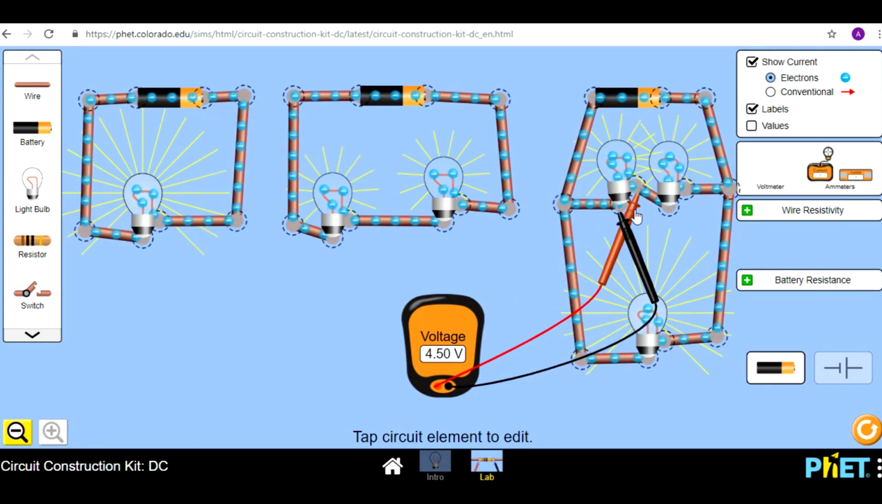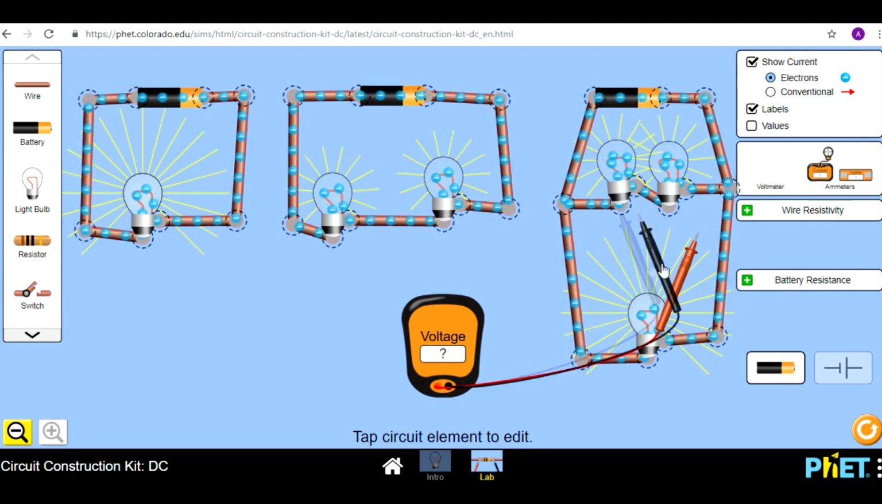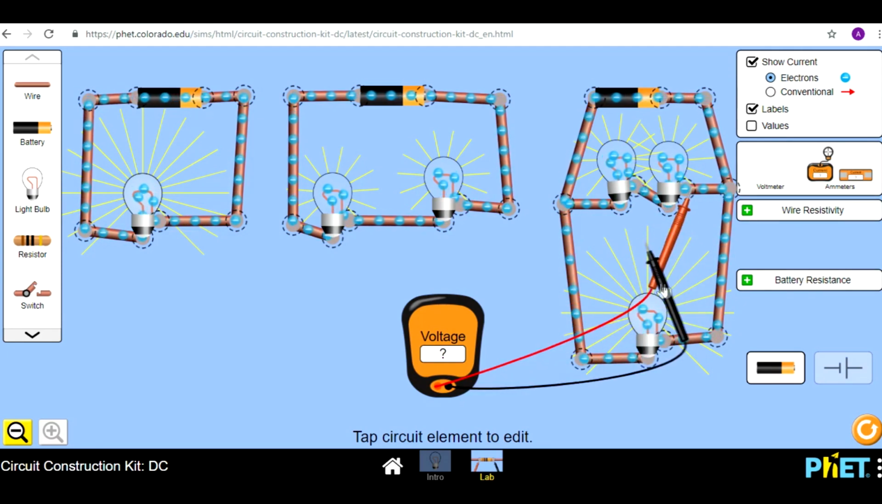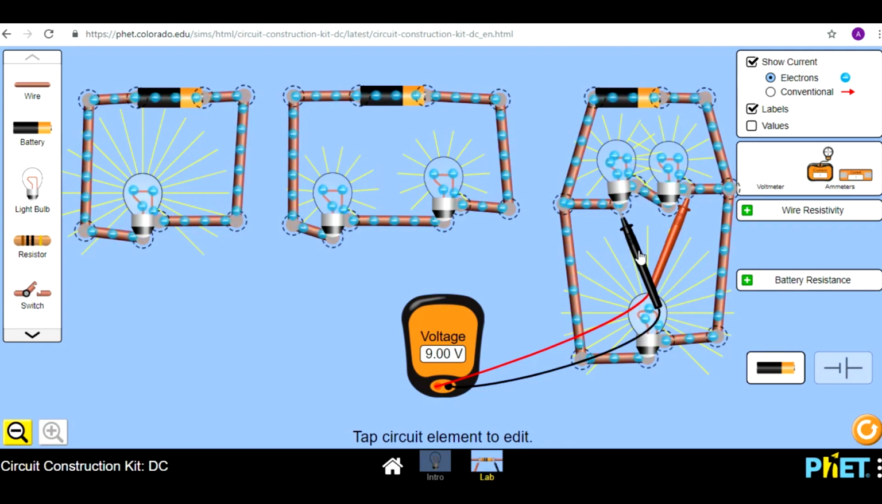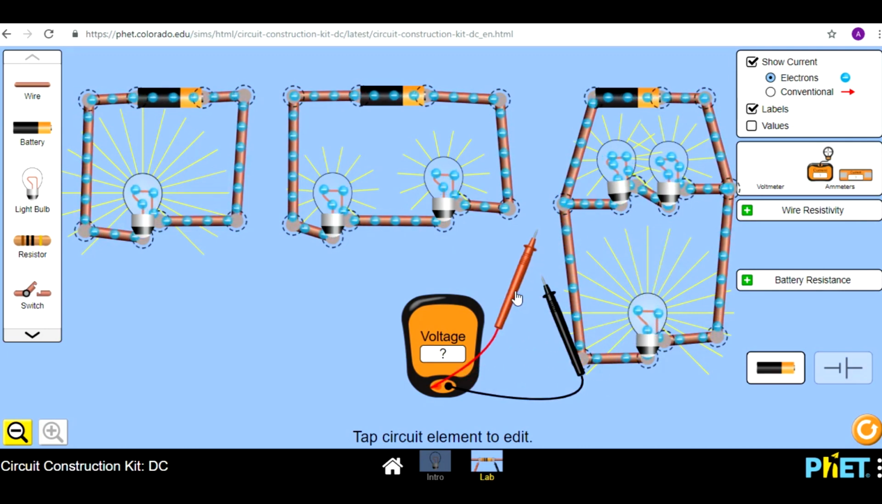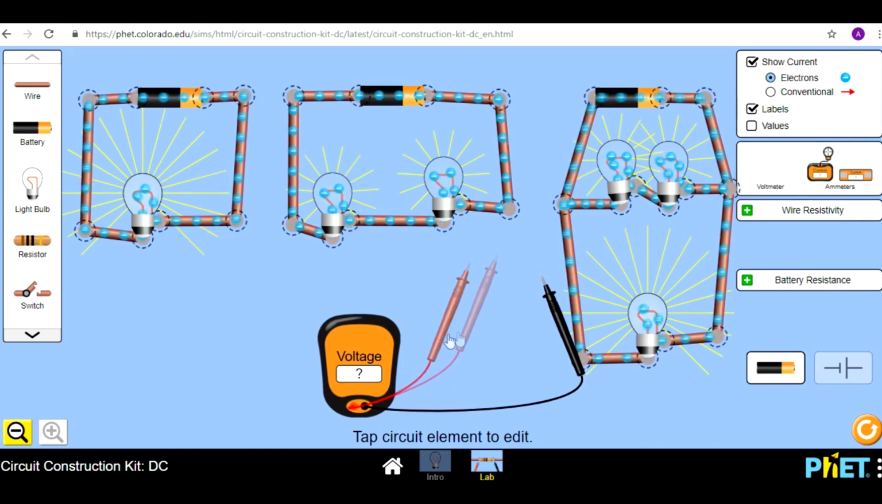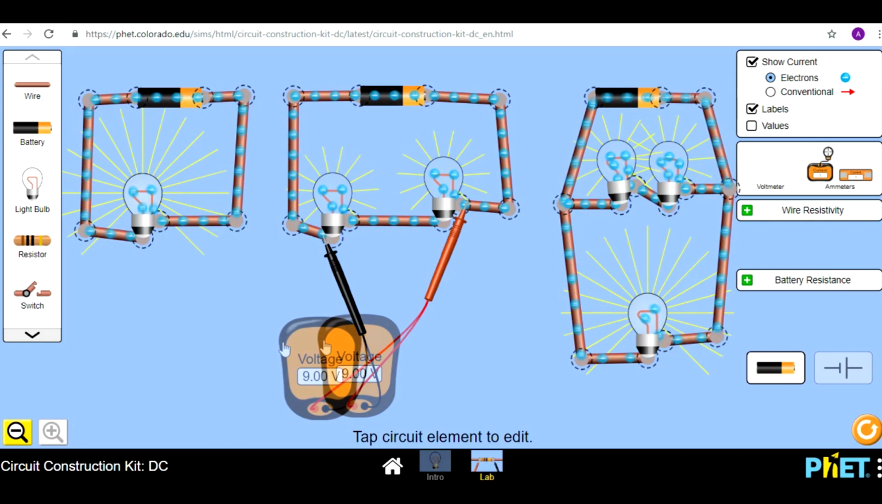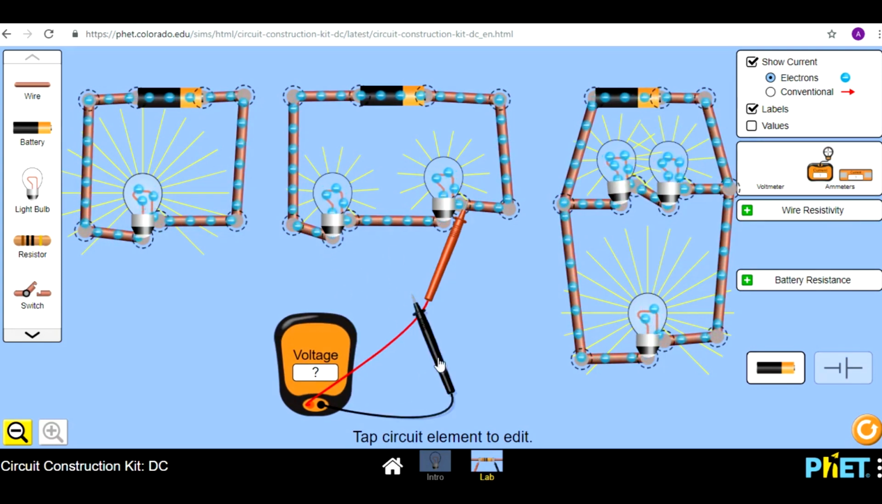But across both bulbs, so let's just see this one as well, 4.5, but across both bulbs it will be 9 volts. And it's the same situation that's happening over here, where in the series circuit each one is having half the voltage, but across both bulbs you have the full 9 volts.